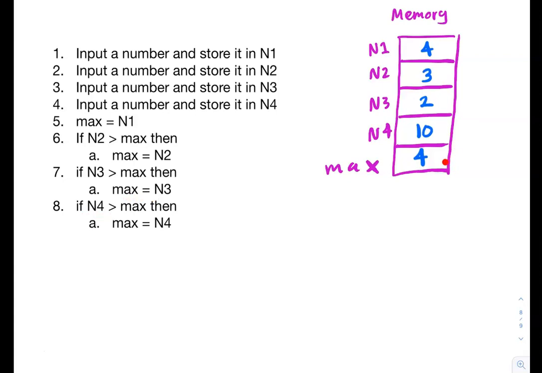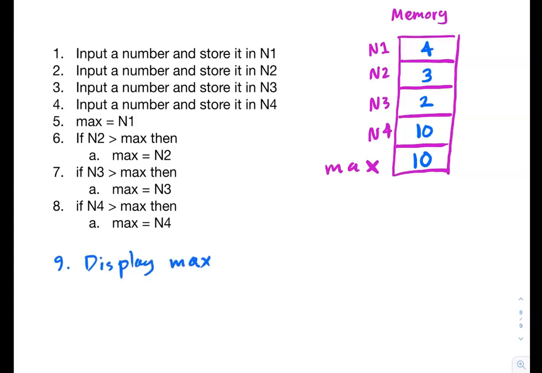If n4 is larger than max, so n4 is larger than 4, so that statement will be true. So we will execute this statement, max equals n4. So now max will be equal to 10. And we're done. And then we should have a final step here, 9.